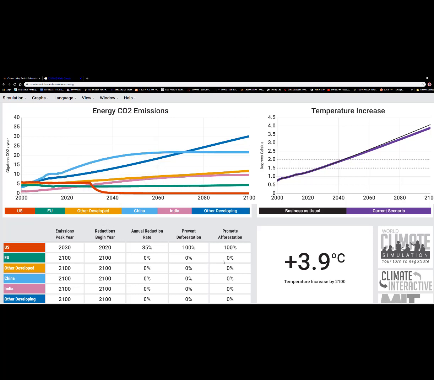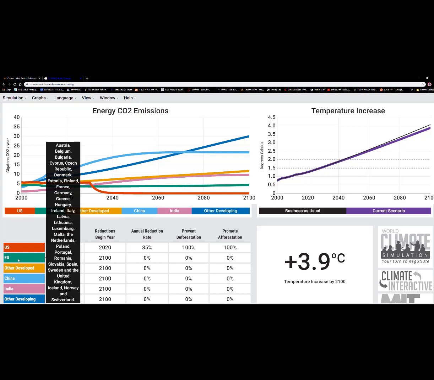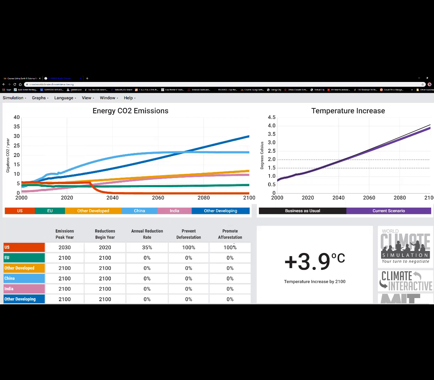Then you can begin to see its comparison to other countries, and you can begin to manipulate all of these other countries. Now you're going to learn that for the US and EU, one of the challenges here is that we can't really promote much afforestation, because we've already done a pretty decent job on that compared to other countries. But promoting forest development in countries like China and India might be more beneficial.